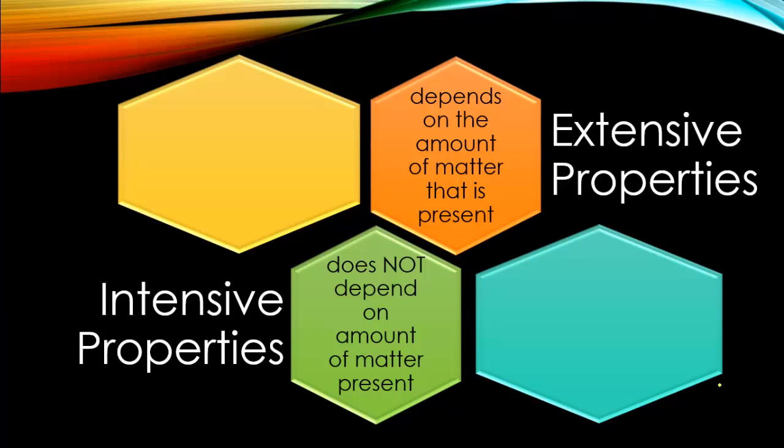First, we can look at extensive properties. Extensive properties depend on the amount of matter that is present. So if you change the amount, you change the property. So such things as mass, volume, shape. So it can depend on the amount of matter that is present.